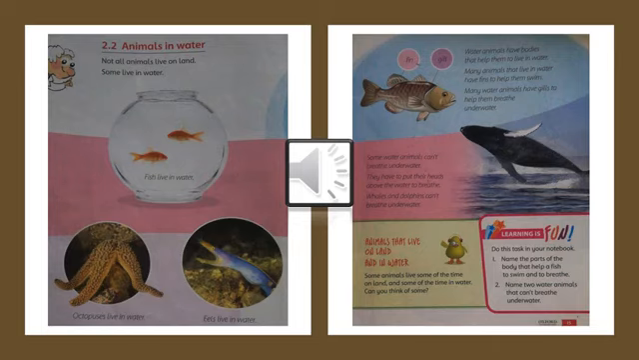Name two water animals that cannot breathe underwater. What are the two animals? Which were those two animals which cannot breathe under the water? Number one was whale and the other one was dolphin. So keep questioning, keep answering, and keep discussing these things with your parents at home.